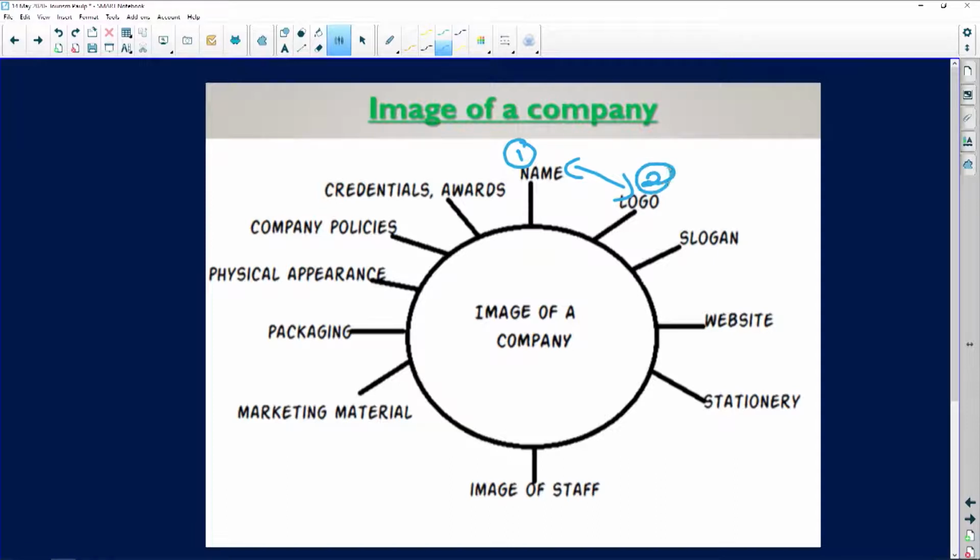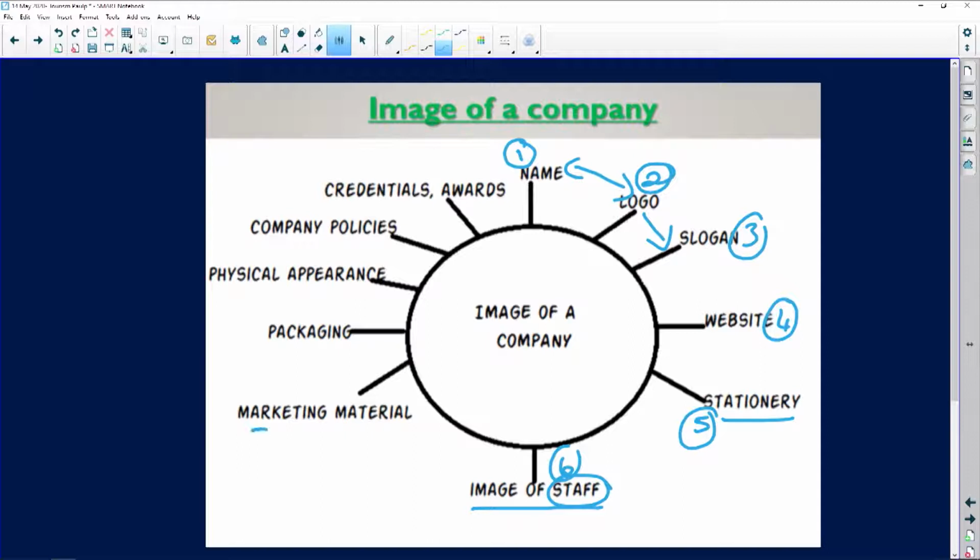Number two, your name must have a logo, because your logo eventually becomes the image of your company on written communication. With a logo comes a slogan. So basically those three are connected. The slogan is normally that picture that represents your name and logo. Then number four is our website, how we advertise online. Number five is our stationery and how we brand our stationery. And then number six is the image of our staff. Again, can you see this is coming up? It's so important, the way our staff conducts themselves when it comes to a company's image.